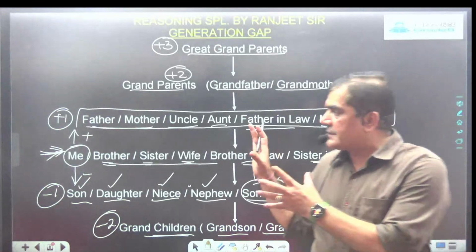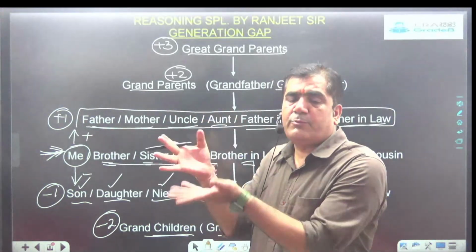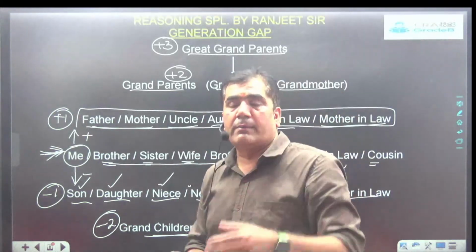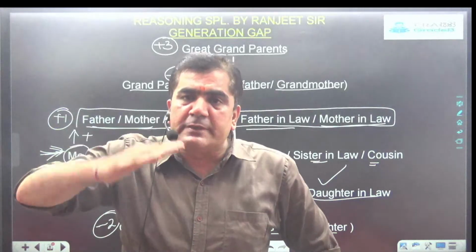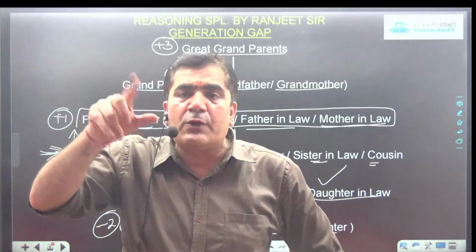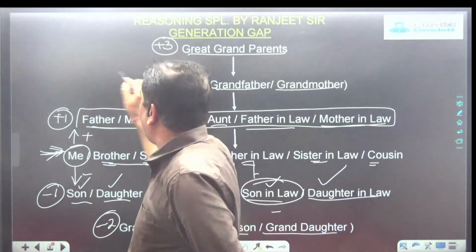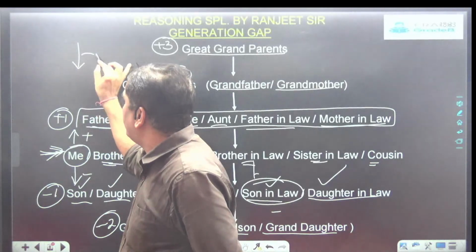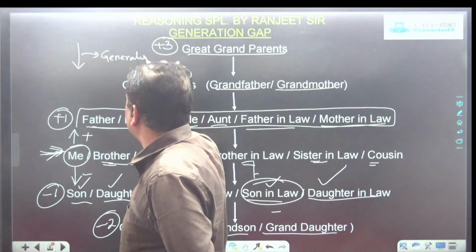Now how to use this concept in plotting the family tree? Always remember, plus means above, minus means below. +1 will be 1 arrow, a 1 generation gap. Always remember, whatever arrows we put, these arrows always signify the generation gap.